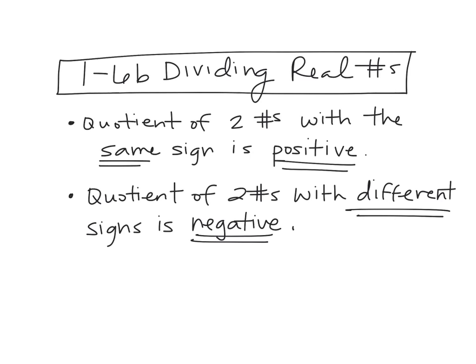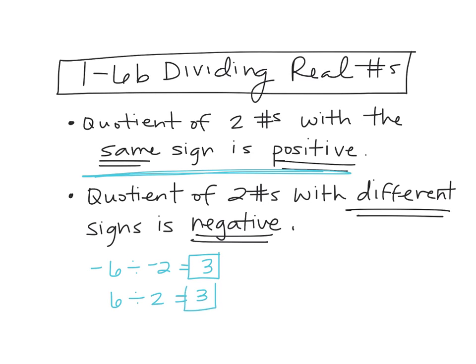So what that means is if I have -6 divided by a -2, is my answer going to be positive or negative? Positive, right? Because it's two with the same sign, so my answer would be a +3. If I did 6 divided by 2, is my answer going to be positive or negative? Positive, because they have the same sign. They're both positive numbers.